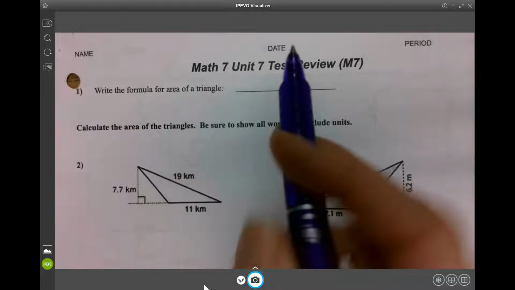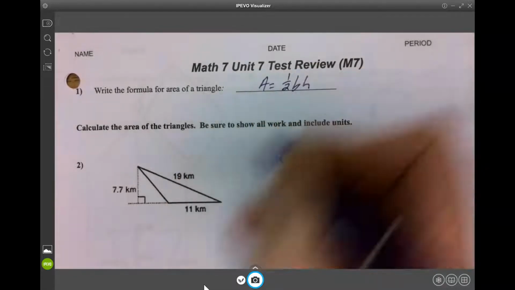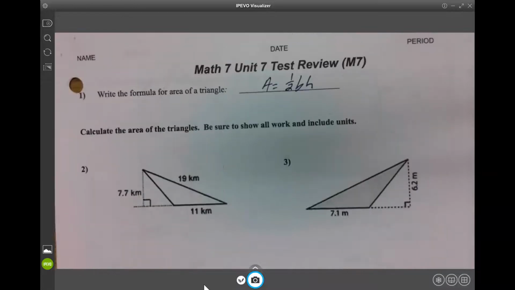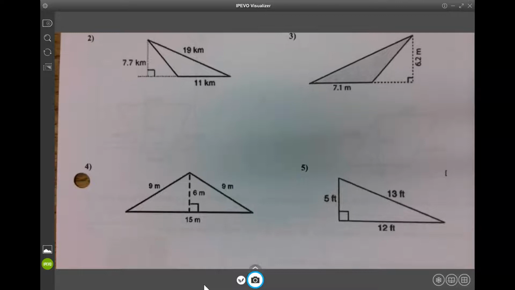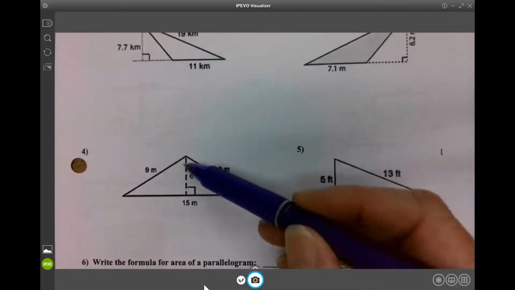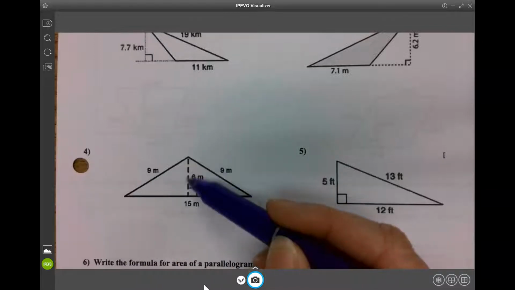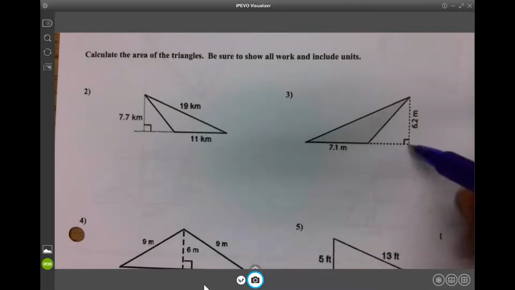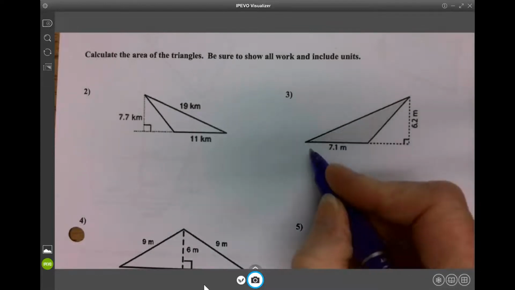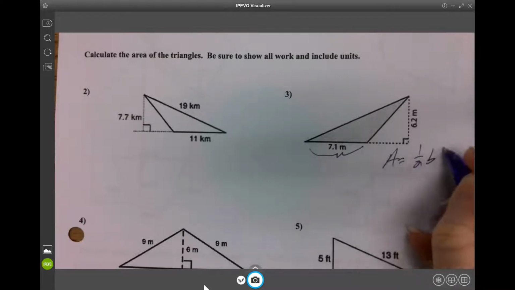So the formula for the area of a triangle, area is equal to 1/2 base times height. Okay? And remember, the height has to be perpendicular. So if we look at these problems down here, this is your height. This is your base. Those two mean nothing. So this is your height. This is your base. You just plug it into the formula. Same thing here. Here's your height. Now this is your base. This is the only part that is the base. So I write down 1/2 base times height.